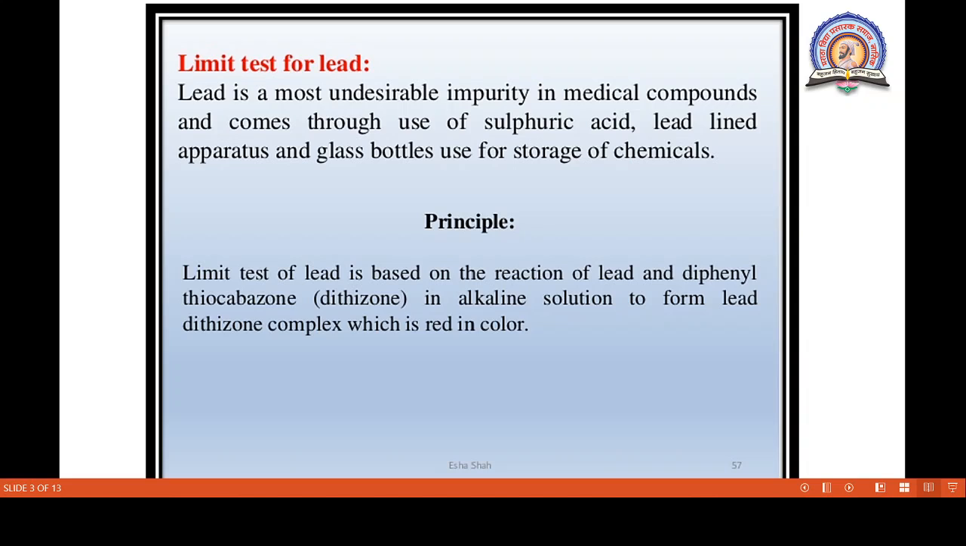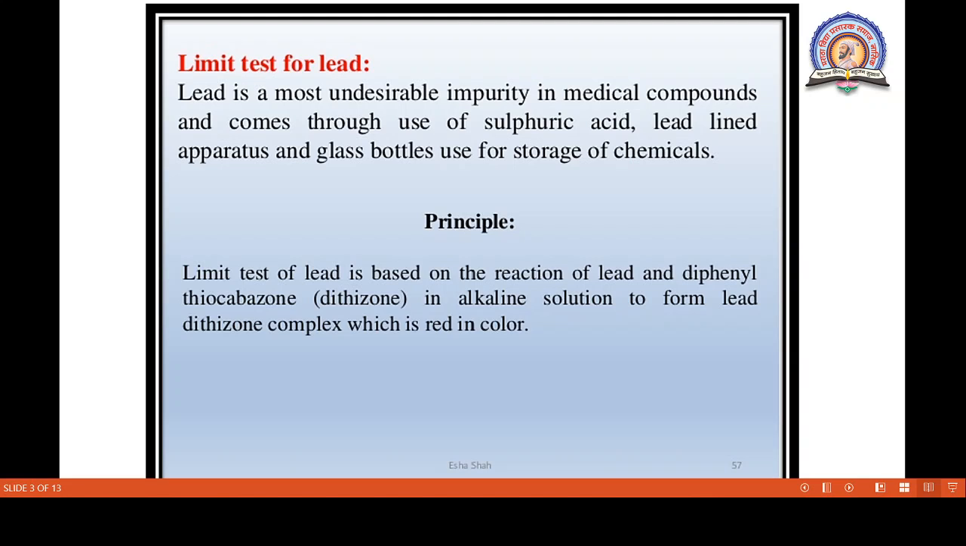Lead is one of the most undesirable impurities in medicinal compounds and comes through the use of sulfuric acid, lead-lined apparatus and glass bottles used for the storage of chemicals. This means lead is an undesirable impurity present in pharmaceutical substances, and it comes from the use of sulfuric acid or the apparatus we use for storage of the chemicals.